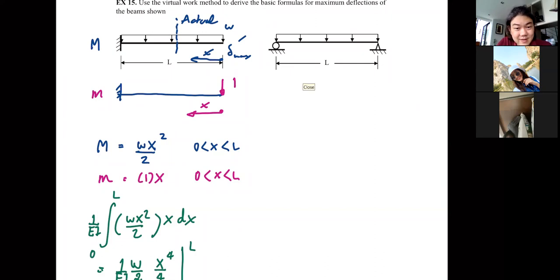So let us go to the example of this beam. This simple beam becomes slightly more complicated, because if you want the maximum deflection of this beam, you need to apply the virtual load.